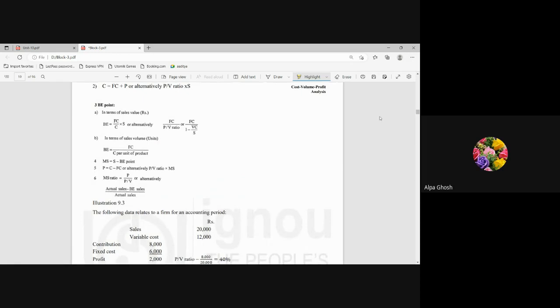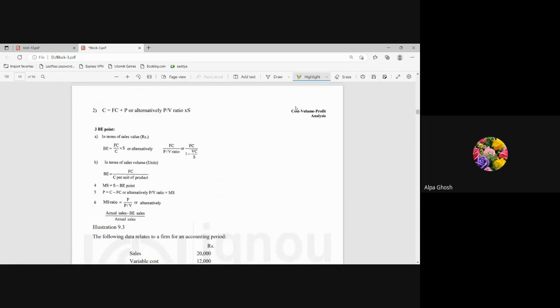Coming to the second one, the second formula is for contribution. If fixed cost is contribution minus profit, then if we reverse it, contribution equals fixed cost plus profit. Contribution is fixed cost plus profit. Am I clear?